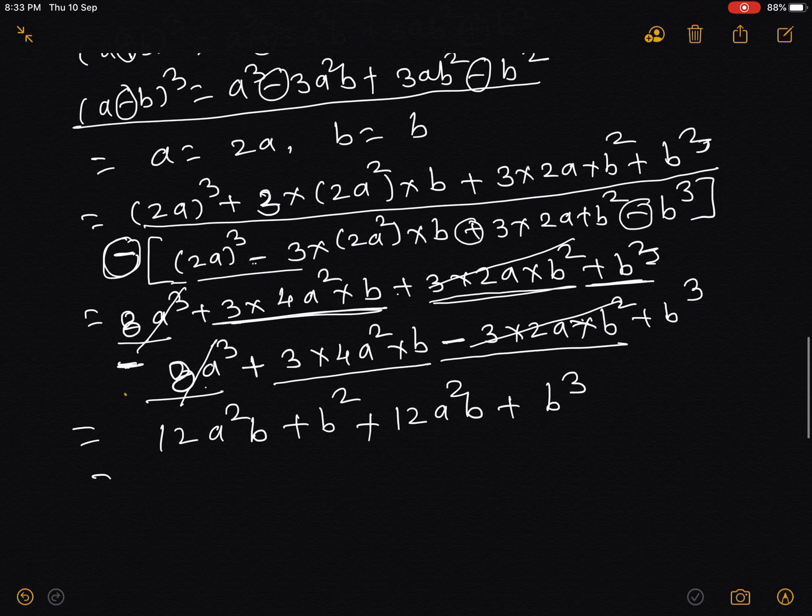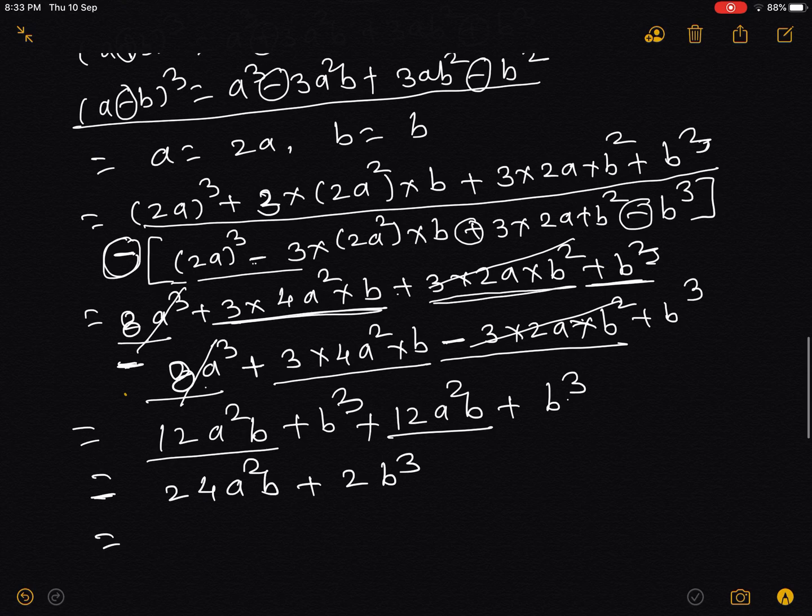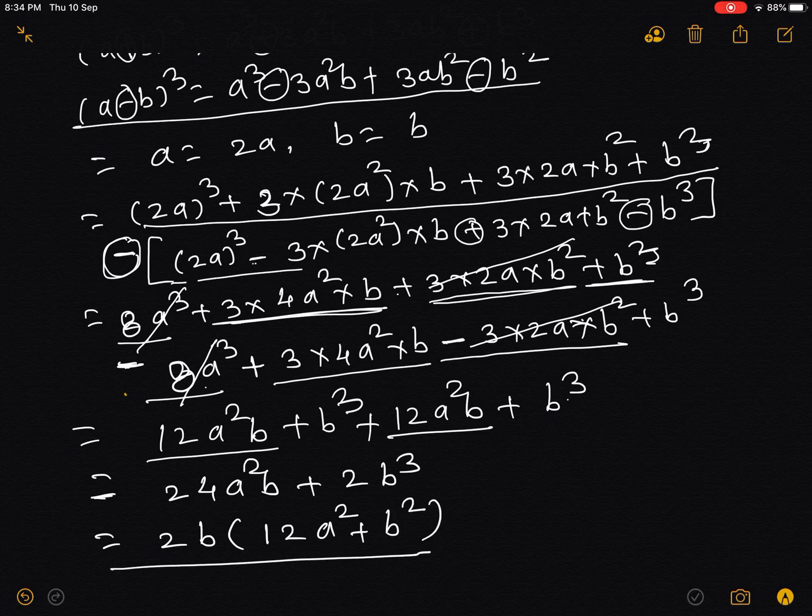Then next, 12a²b and this 12a²b become 24a²b, plus this b³ and this b³ become 2b³. In these two terms, 2b is common, then the remaining terms are 12a² + b². It is the expansion.